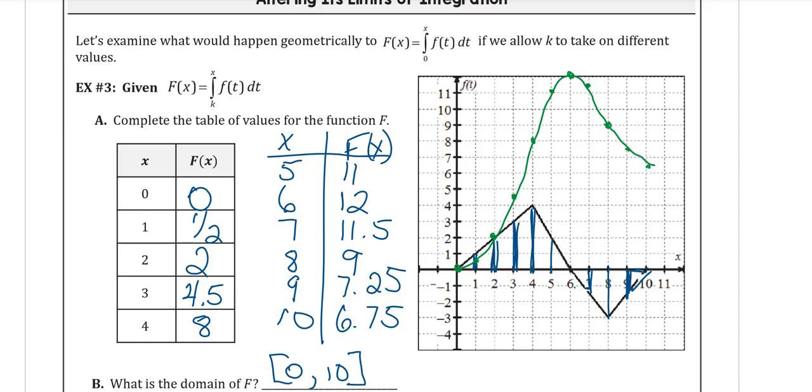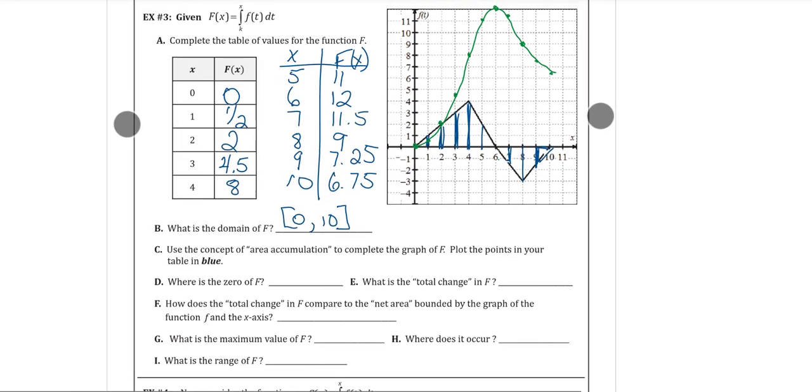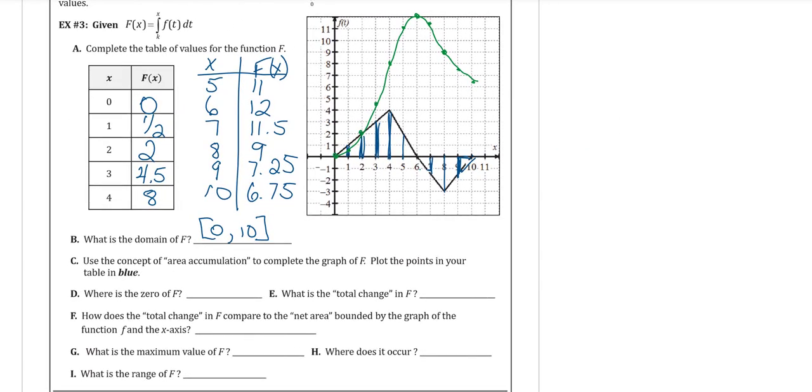I'm going to make this a little smaller so we can look at the graph and answer the questions at the same time. So where is the 0? It is at x equals 0, as you can see. What is the total change in f? The total change is going to be the value at 10 minus the value at 0. Since it's 0 at 0, it's the value at 10, so it's 6.75. How does the total change in f compare to the net area bounded by the graph? What you notice is it's exactly the same, because that's where we got the value of f.